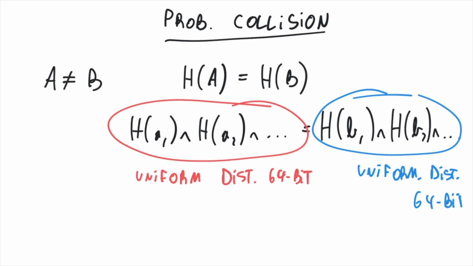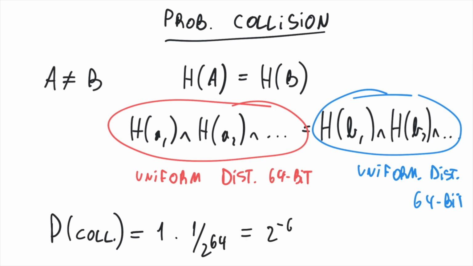Then, for there to be a collision, no matter what the hash is on the left, the probability of a collision has the probability of the hash on the left being something, which is just 1, times the probability of the hash on the right to be exactly the same thing, which is 1 over 2 to the 64, and then this is just 2 to the minus 64. So the probability of a collision is very, very small.